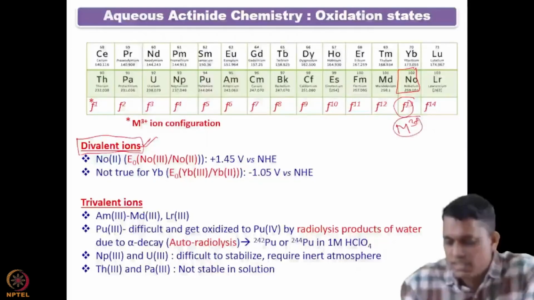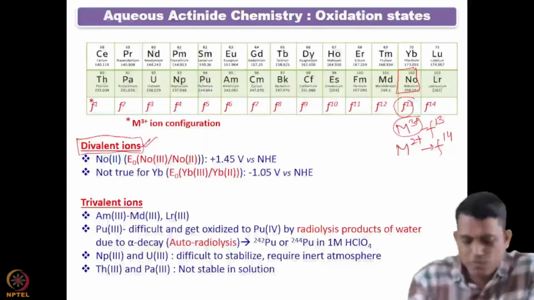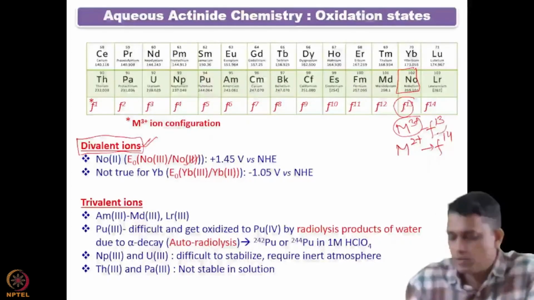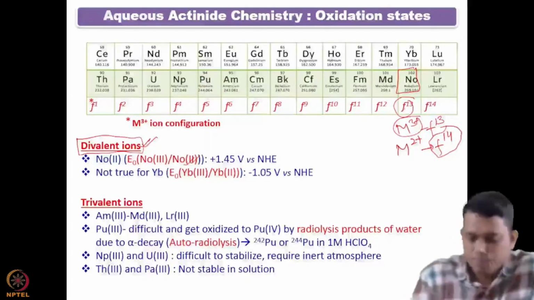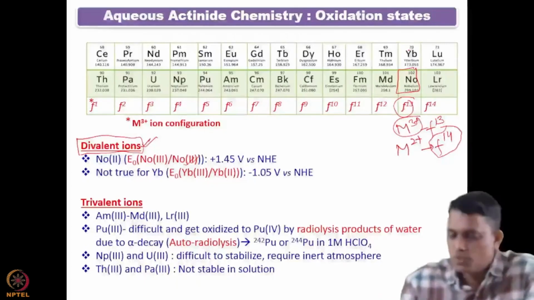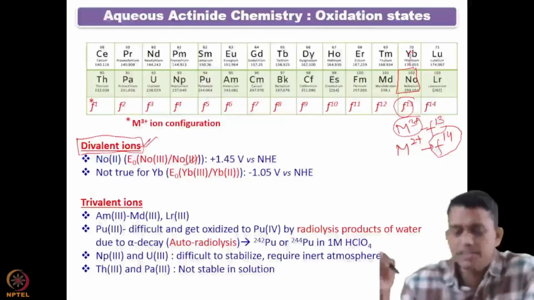So it is the M3 state that is giving me F30. Suppose I go to M2 plus, it will be F30. So the extra stability of this is coming because of the F14 configuration, that is a closed shell configuration. But the same is not true if you see the corresponding lanthanide.